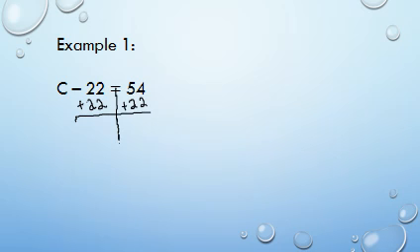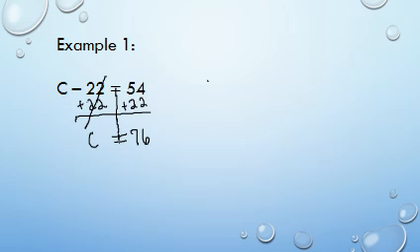And so then you could consider this minus 22. It's the same thing as negative 22. So negative 22 plus 22, remember the additive inverse says that it's going to equal 0, so we can cross those out. And then on that left side, we are left with c. And then on the right side, all we're going to do is 54 plus 22, and we get 76. And there we've got our answer.